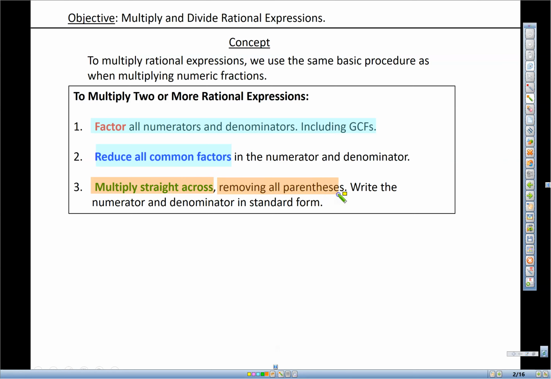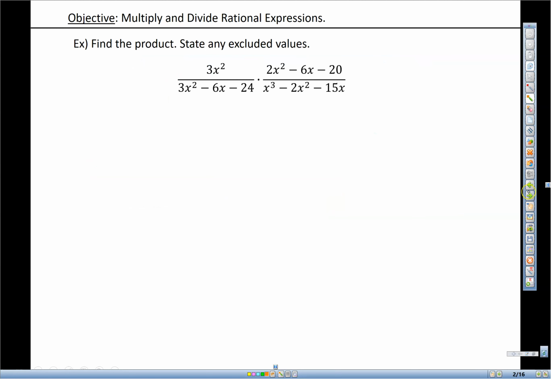Notice it says removing all parentheses, which means that our numerator and denominator should both be in standard form, which is descending order of the powers of the variable. All right, so here's our first problem.